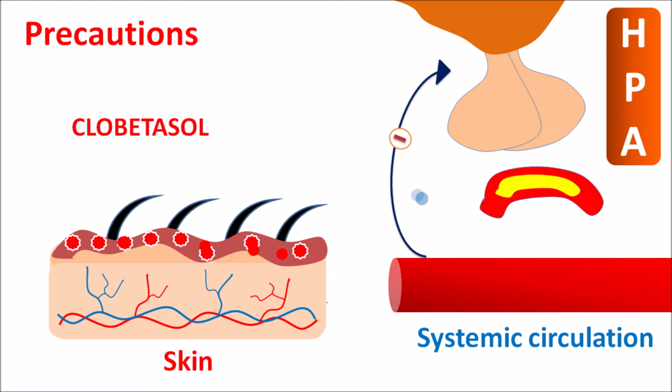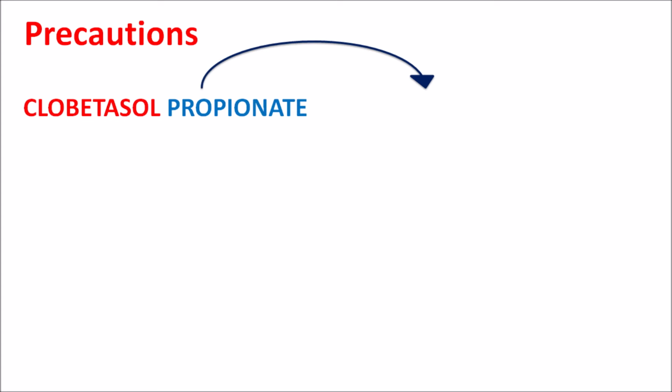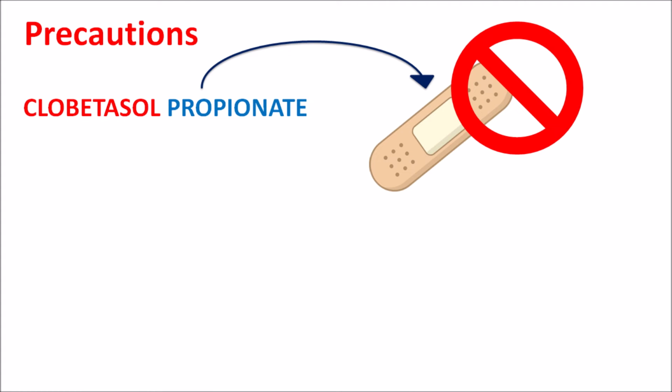So all such effects can be observed with systemic exposure of clobetasol propionate. Particularly, this is observed at a dose of greater than 50 grams per week. That's why the total dose of this drug should not be greater than 50 grams per week in order to avoid the suppression of the HPA axis. Similarly, this drug should not be applied with bandages or occlusive dressings, which further increase the systemic exposure.